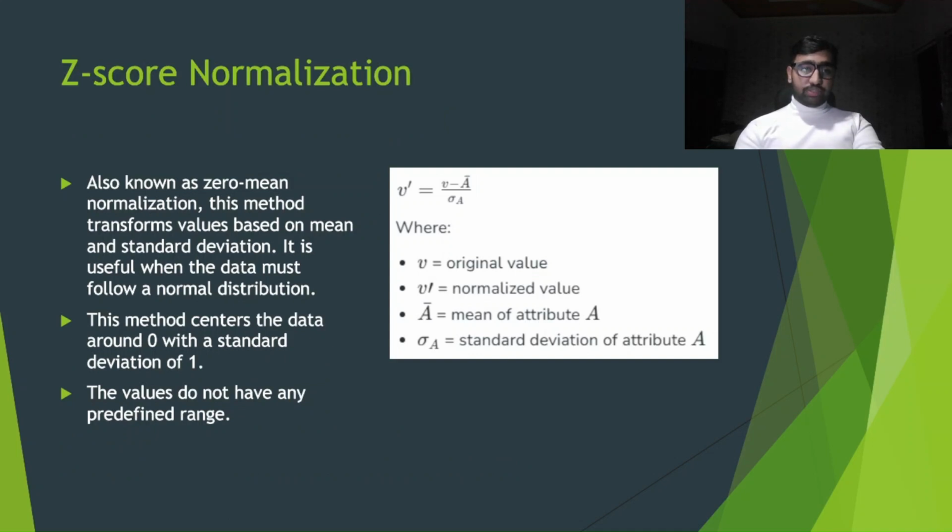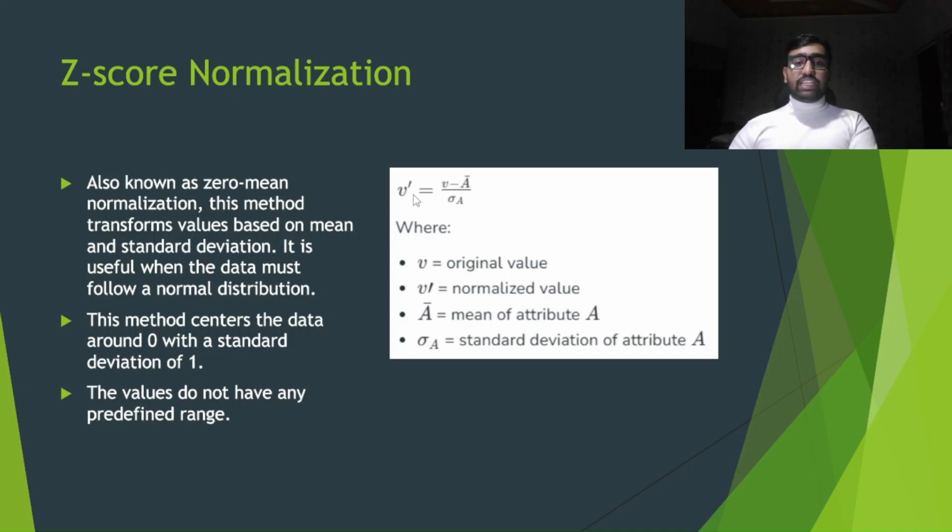Z-score normalization. It is also known as zero mean normalization. This method transforms values based on mean and standard deviation. It is useful when the data must follow a normal distribution. So, contrary to min-max normalization, the z-score normalization performs the normalization of data using the standard deviation and the mean. The formula for it is given here.